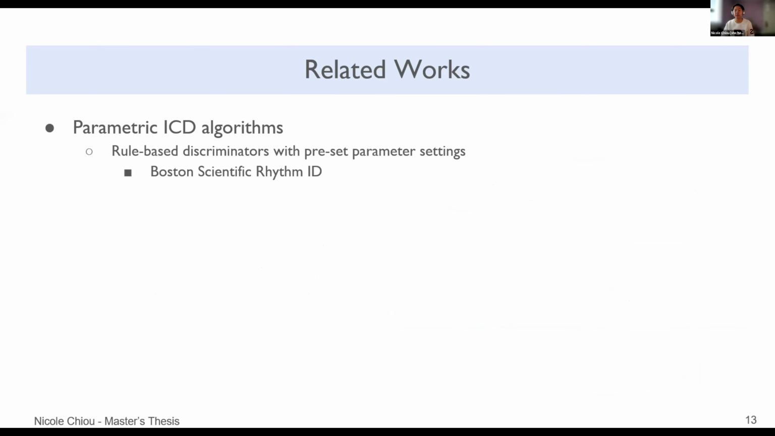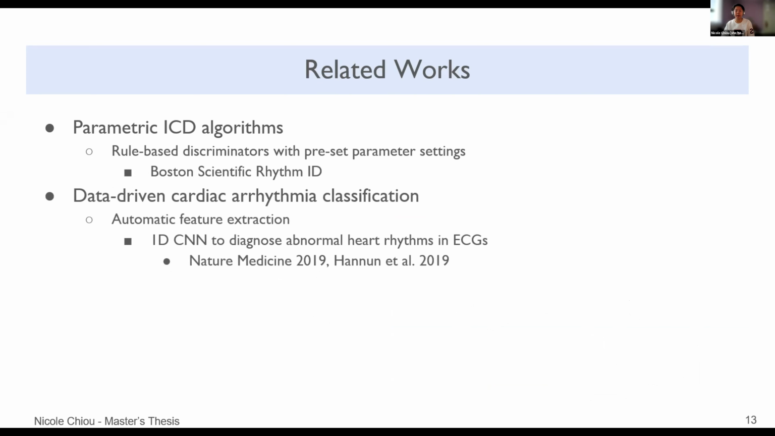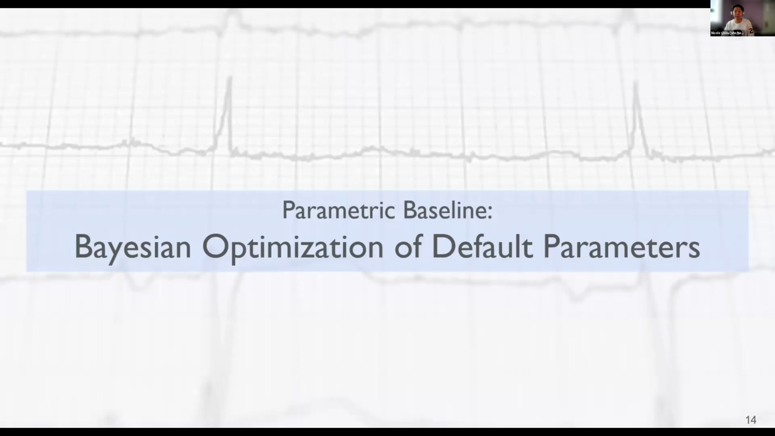The previous slide discusses the current parametric approach to ICD discrimination. Data-driven cardiac arrhythmia classification has also been explored in several potential solutions, and these approaches exist in the literature. Recent work utilizes a 1D convolutional neural network to automatically extract features from ECG signals, rather than requiring significant pre-processing, such as Fourier or wavelet transforms. However, this differs from the problem of EGM classification because the available labeled ECG data is abundant, whereas EGM data is limited. I will now discuss the parametric baseline performance that was established for the evaluated EGM dataset.